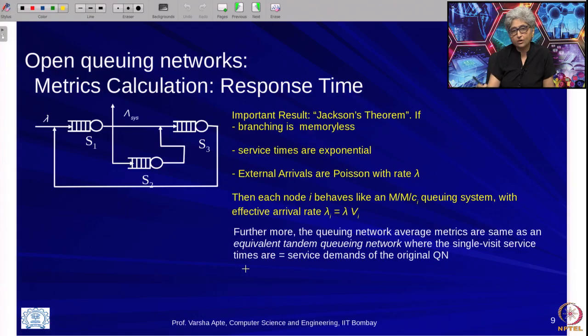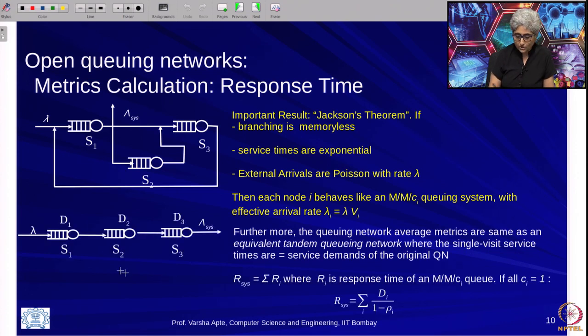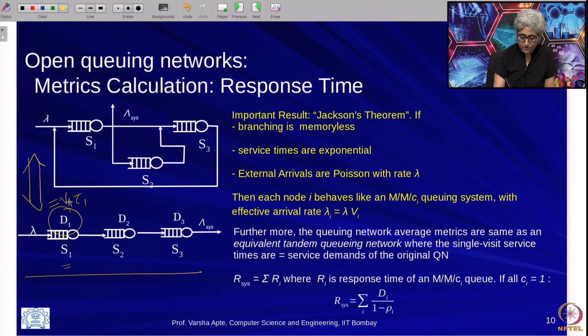The other corollary of this theorem is that the queuing network average metrics, especially response time, are the same as an equivalent tandem queuing network where the single visit service times are equal to the service demands of the original queuing network. Okay. So, what this result says, which is a follow up of Jackson's theorem, is that this queuing network is actually equivalent in all ways to this tandem queuing network. So, there is an external arrival rate, then one server with the service demand D1 is going to be equal to V1 tau1, where the V1 is of this network, then V2 tau2, where the V2 is of this network, and here also this is equal to V3 tau3, where the V3 is also of this network.